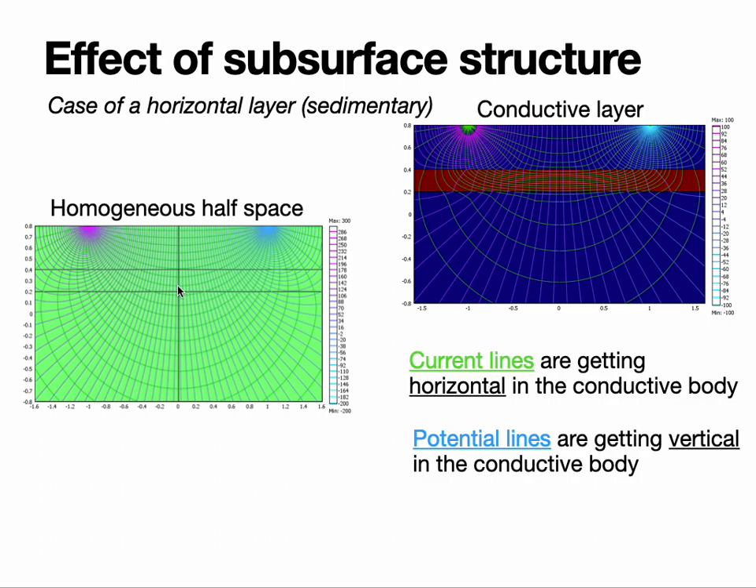If now this layer here is made conductive, so it will be easier to conduct current, what happens now? You see that the current lines are deflected here and they are getting horizontal, and they are guided by the conductive layer here. In opposition, the potential lines are getting vertical inside the conducting body. So the whole picture here is being modified by the presence of a heterogeneity.